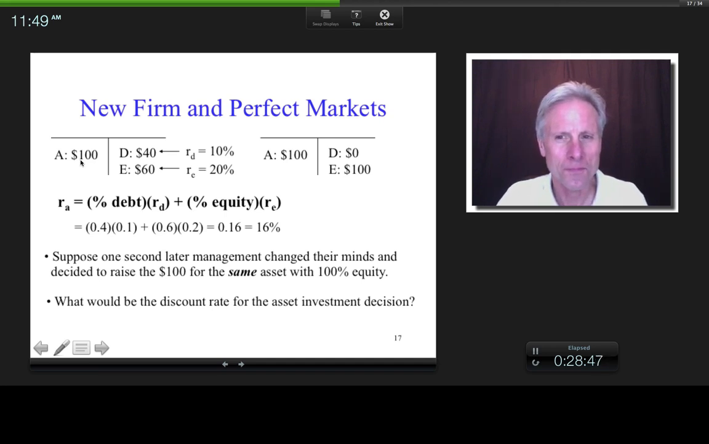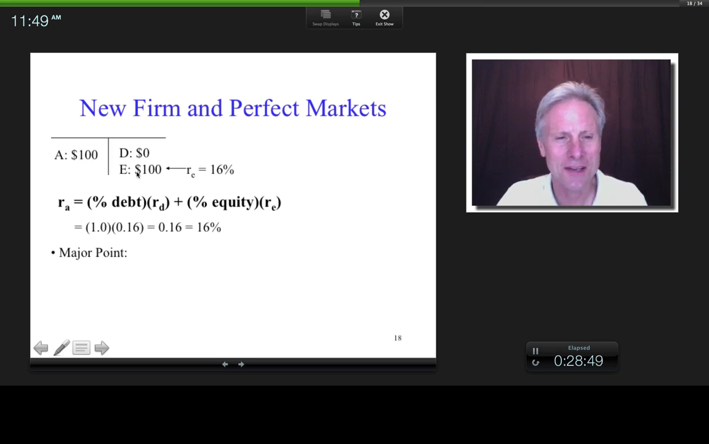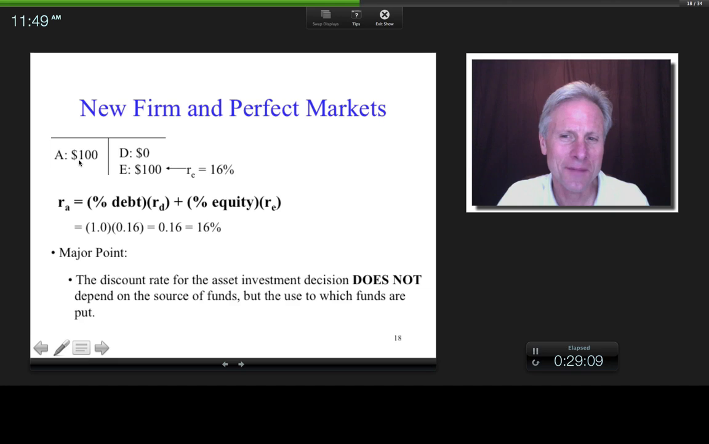So what that means is that when it comes to the discount rate for the asset investment decision, does it depend upon how a firm happens to structure their capital, or does it depend upon the use to which funds are put? Well, basically, it depends upon the use to which funds are put.